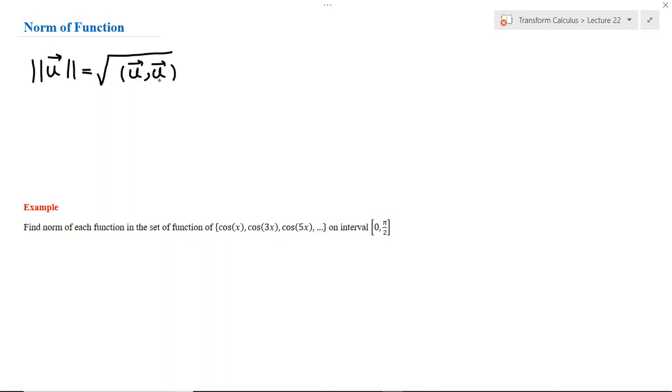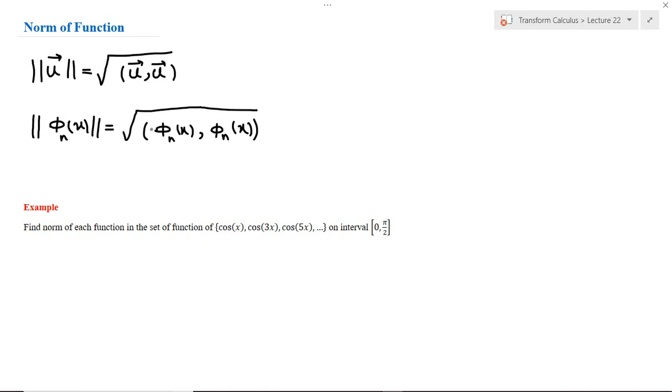We have the same definition for the norm of a function. If you have a function like phi n x, and you want to find its norm, it's equal to the root of the inner product of phi n x and phi n x. And in the last lecture, we defined the inner product of two functions as well.